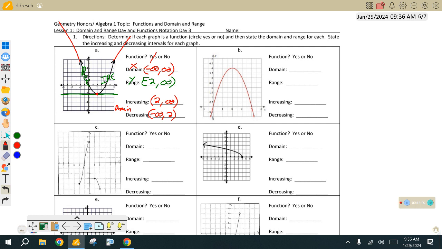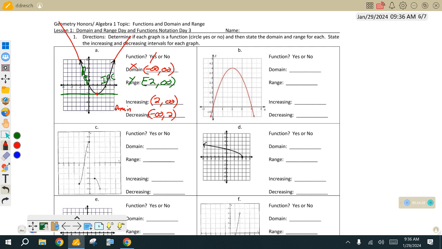So if you were then to take these two increasing, decreasing intervals and smash them back together, you should always get the domain in return, okay? So we're going to take our domain and split it apart wherever you said it flips from increasing to decreasing, okay? Let's do another one. Letter B. Take a second, tell me what the domain is, tell me what the range is, all right? And then we're going to label where it is increasing and decreasing, and then we're going to find that split, okay?